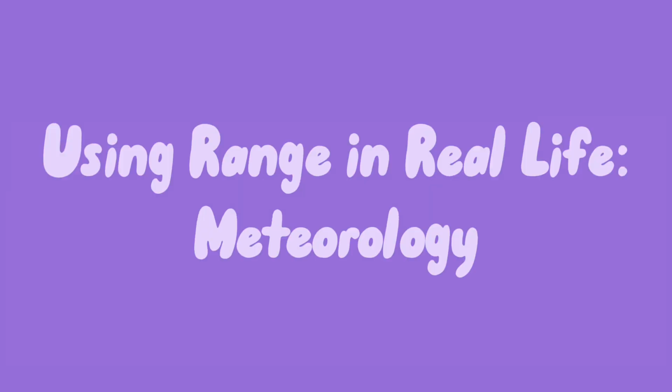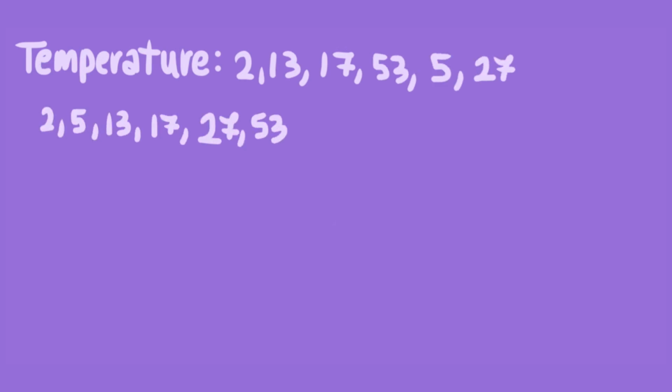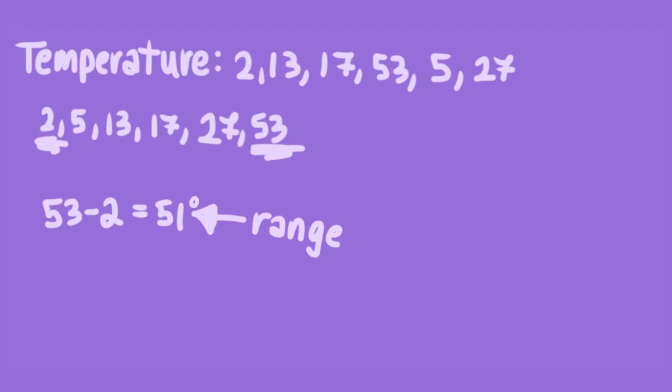So, say a meteorologist was trying to figure out the variation in weather over a couple of days. He might list these data points in ascending order and then find the max and min. Here the max is 53 and the min is 2. He would then subtract 2 from 53 and find that there was a 51-degree range in weather over these couple of days.